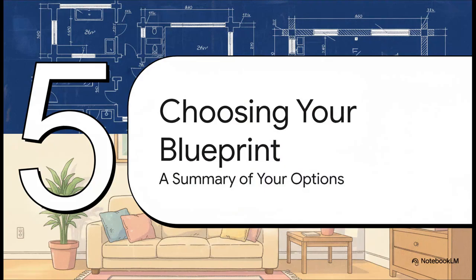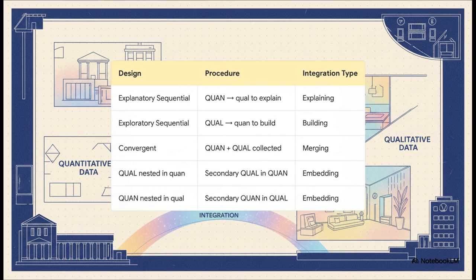Okay, so you're the research architect. You've got these really powerful designs in your toolkit: sequential, convergent, and nested. The big question is, how do you pick the right blueprint for your specific project? Well, the choice you make really depends entirely on what you're trying to achieve. And this table is your perfect guide.